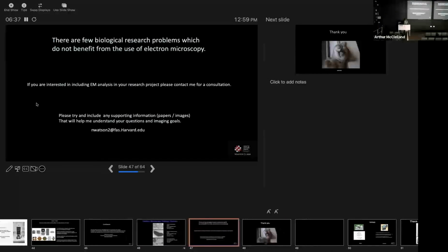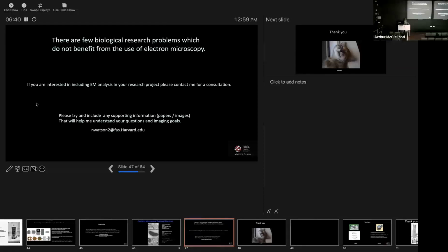All right, so just in conclusion, there are few biological problems that do not benefit from the use of electron microscopy. So think about it in your work, that electron microscopy can add to the overall product that you're publishing. If you're interested in including EM analysis in your research, just contact me for a consultation and we can talk about if it's practical and how to get it done. And if you do contact me, please bring any supporting information that will help me understand your questions and help us design an experiment that's going to work best.